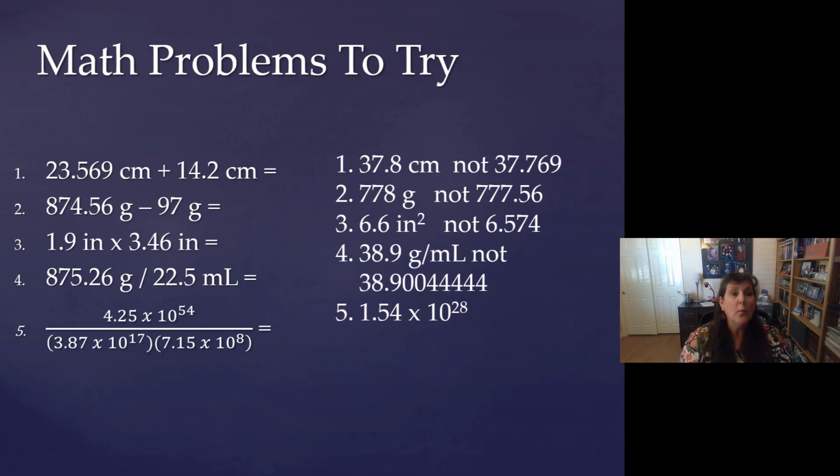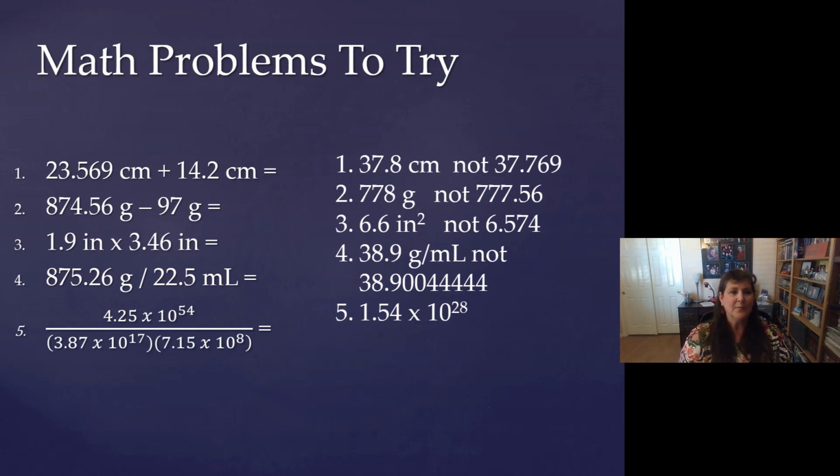Number 2, we are subtracting. So we go with the least amount of decimal places. I put this one in here on purpose. What's the least amount of decimal places? None, right? 97 doesn't have any decimal places. So the answer can't either. So the answer is 778 grams, not 777.56. We have to round to 778, no decimal places, because 97 doesn't have any decimal places.